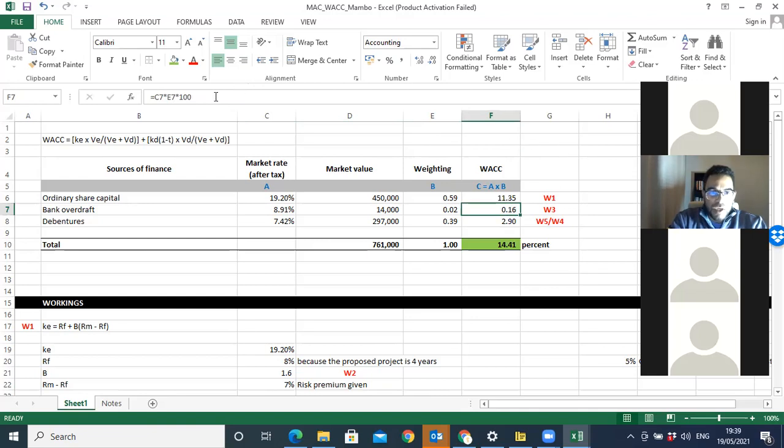So it should be 8.91%, multiplied by 0.02. So you need to have that in the percent. You can't say 8.91. You must say 8.91% times 0.02. You should get the answer. Okay, thanks.